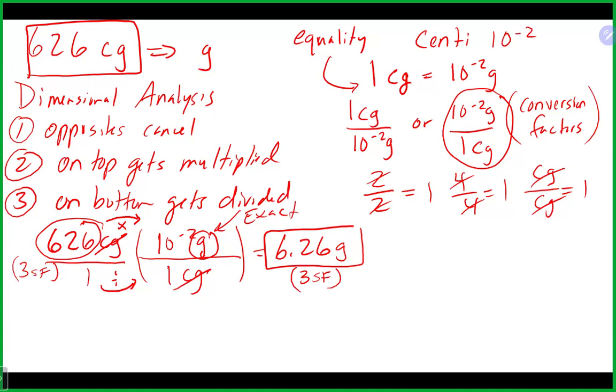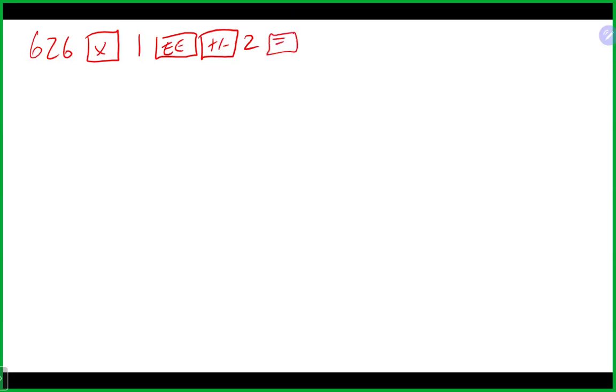So again, it kind of depends on your calculator, but if you were punching this into your calculator, you would go 626. You would then want to actually hit your multiplication button because you're multiplying that number. And basically the next number is 1 times 10 to the minus 2. So you could punch that in and hit the 1. And then you want to hit your exponent button. And then you want to hit your negative button and 2. And then hit equals.